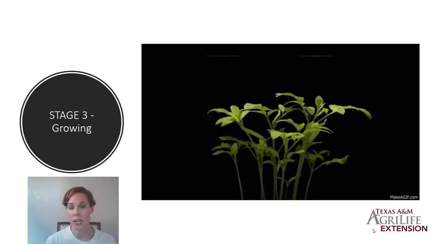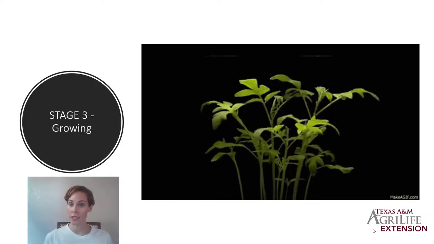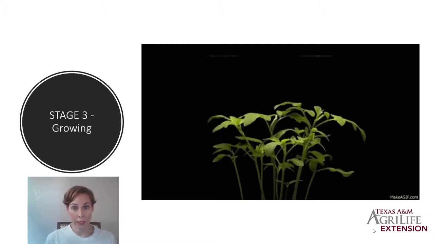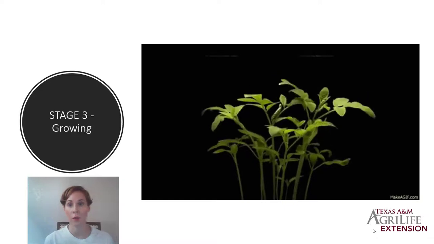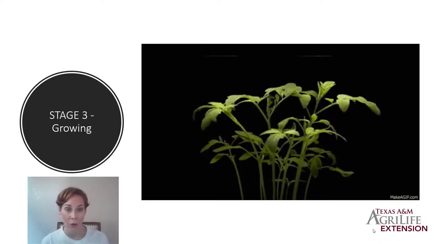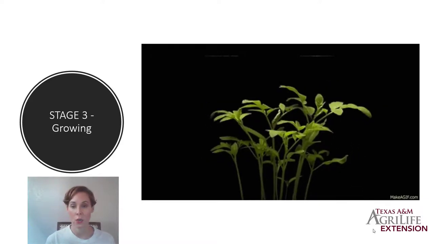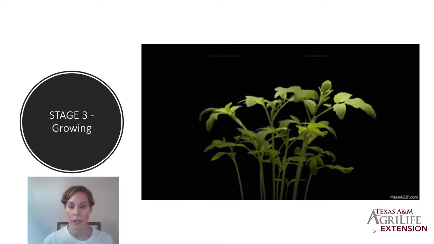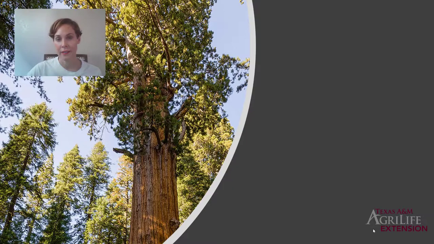Our third stage is growth. This is where the stems grow higher towards the sun, where the leaves get fuller, where the plant grows more leaves. The more leaves the plant has, the more photosynthesis can take place. And the more photosynthesis happens, the healthier the plant is and the more likely it is to flower and produce fruit for us. So we've got stage 1 is germination of the seed. Stage 2 is sprouting. And stage 3 is growing.